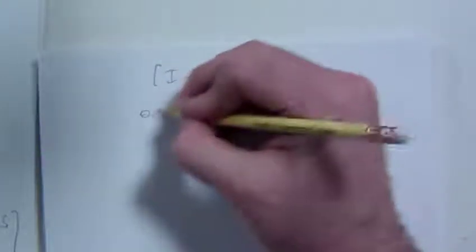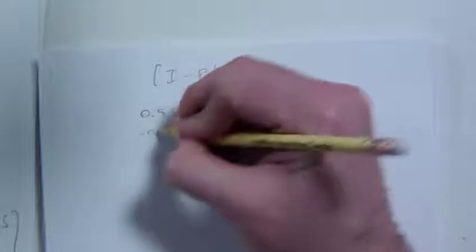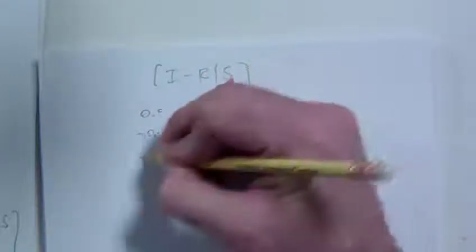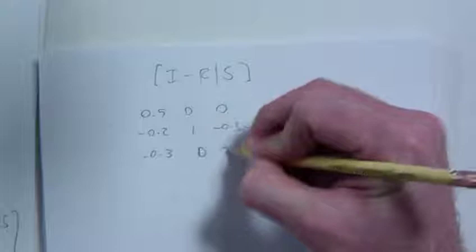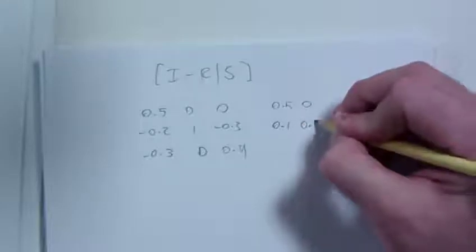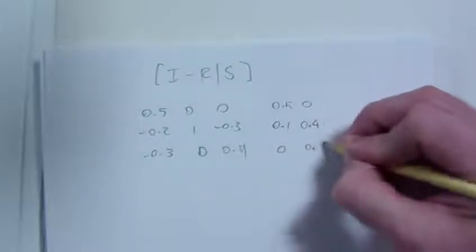Actually, we'll start on a new page because I'm going to need space. So I minus R, then S. I minus R is 0.5, 0, 0; minus 0.2, 1, 0; 0.3, 0, 0.9, and S was 0.5, 0, 0.1, 0.4, 0, 0.6.